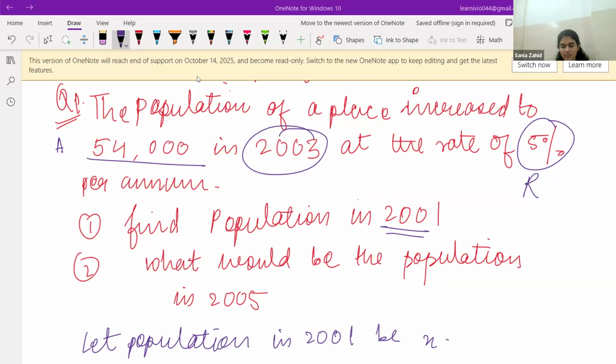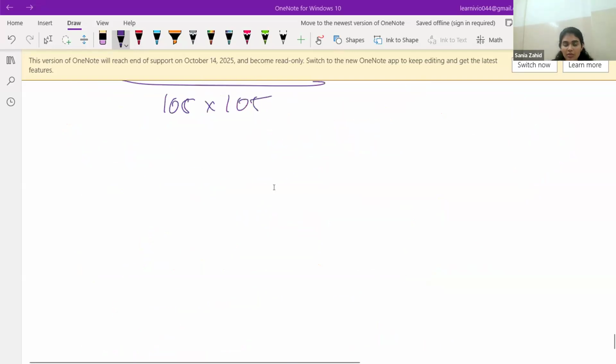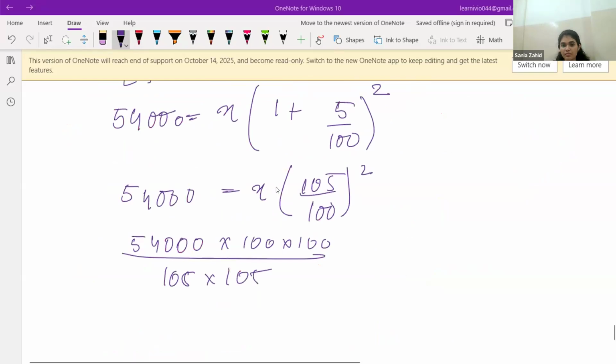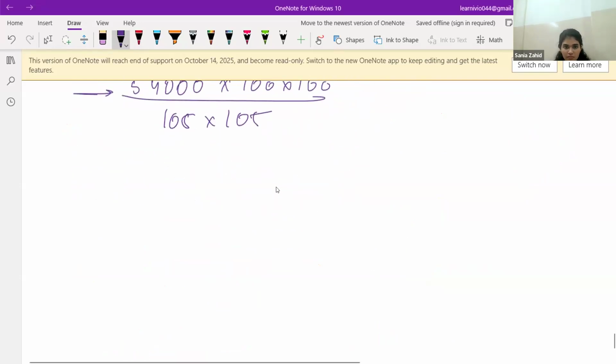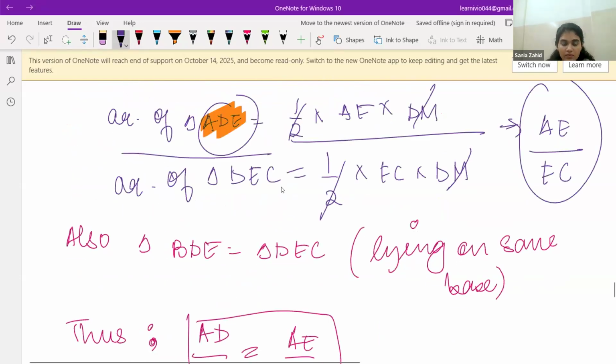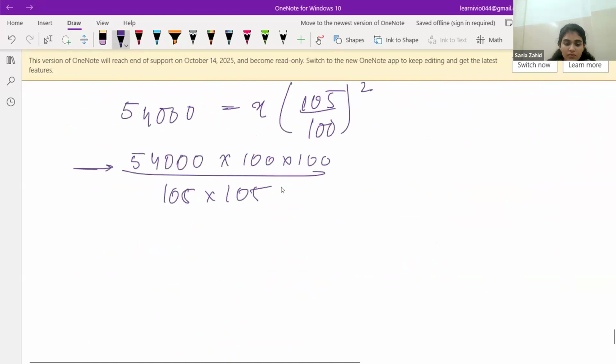Ma'am, I have a doubt in one step. Yes, tell me what doubt. Ma'am, if it comes like this, should I keep 54,000 as the denominator or as the numerator? No, it will be the numerator only.